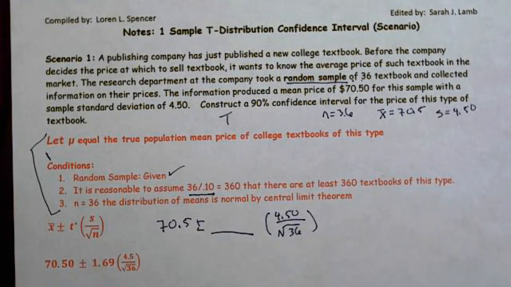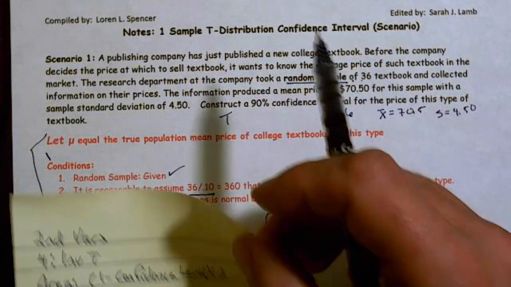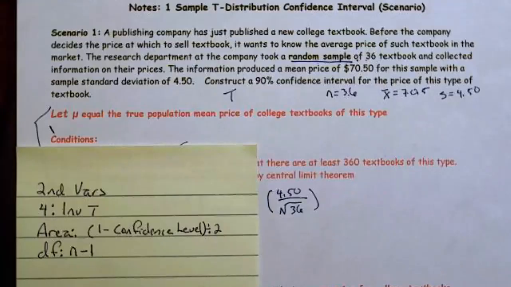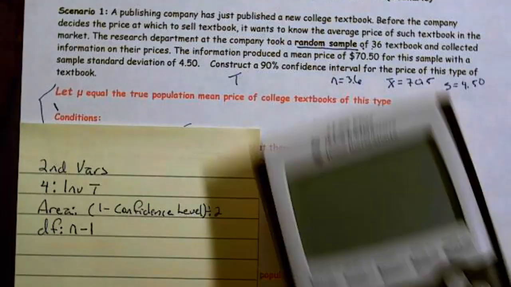Okay, at this point, I'm going to go back and calculate my t star. All right, so t star, we get that by doing second vars, inverse t, on the calculator.